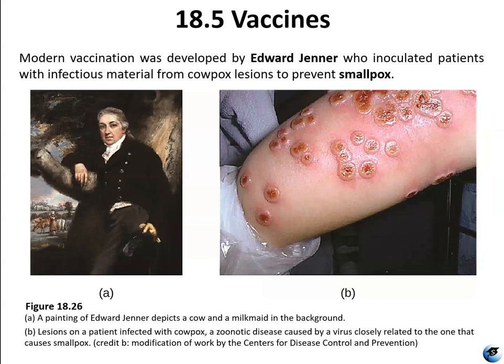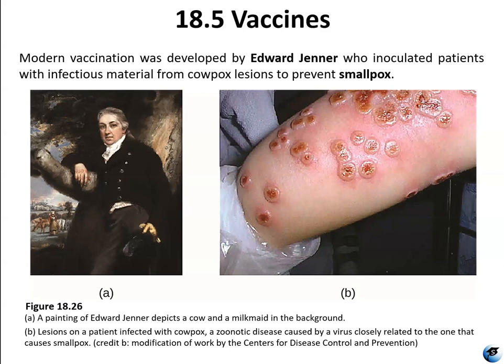Modern vaccination was developed by Edward Jenner. Edward Jenner inoculated patients with infectious material from cowpox lesions and learned how to prevent smallpox in that way. So on the left here, this is a painting of Edward Jenner, and there is a cow and a milkmaid in the background. I don't know why that is relevant exactly, maybe because he was using cowpox. But on the right here is an example of smallpox.